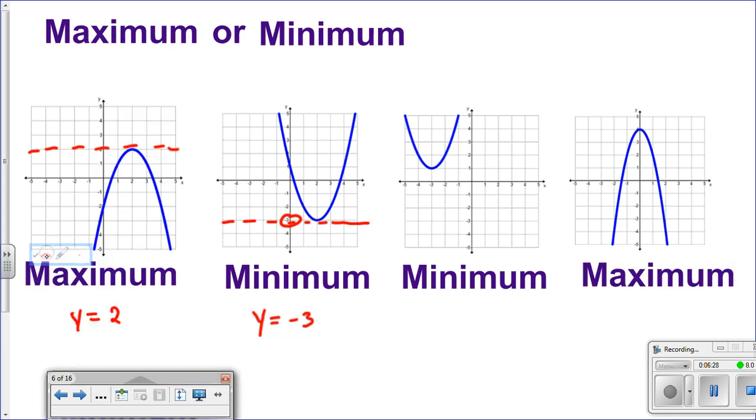So if we take a look at that, the lowest that this goes here is 1, and the maximum, the highest that this goes, is 4. So again, if it just asks for a maximum or a minimum, you're just giving the y value. If it asks for a point, then they're really asking for the vertex, and you give the coordinates.